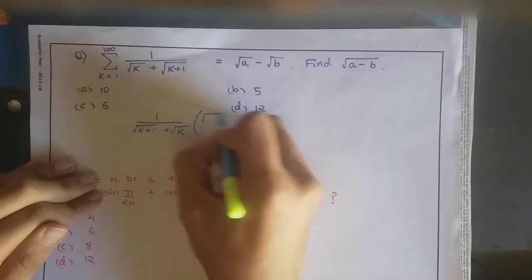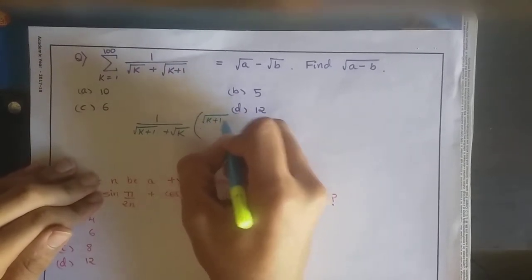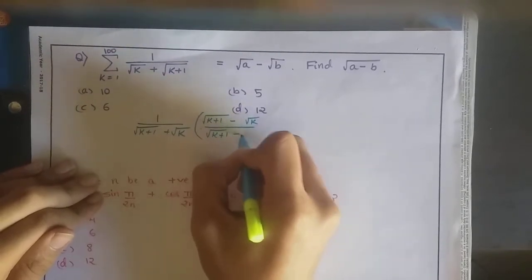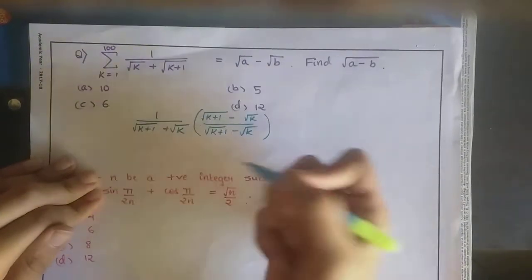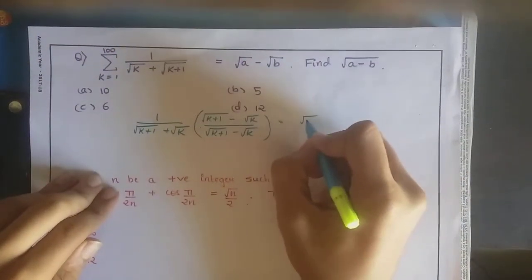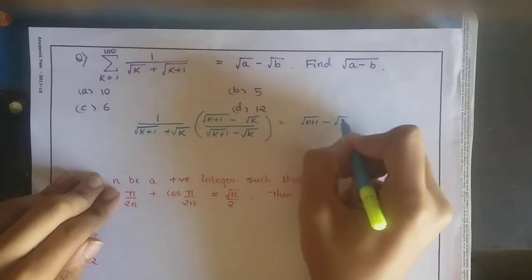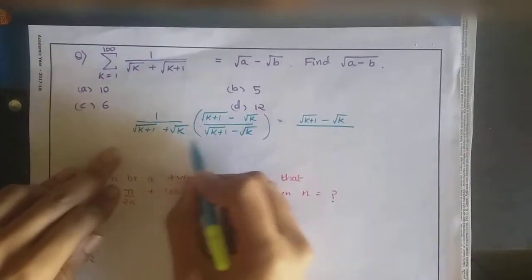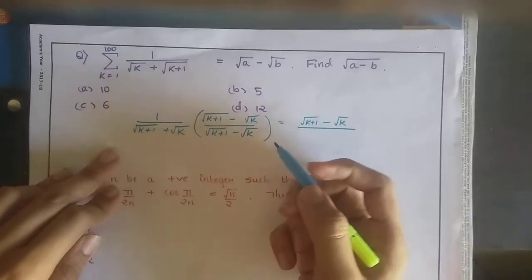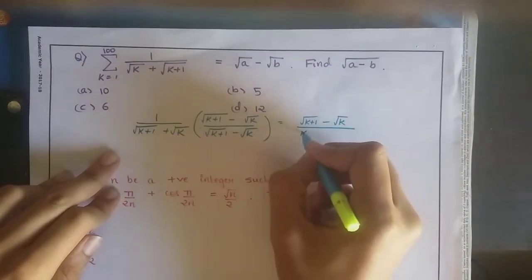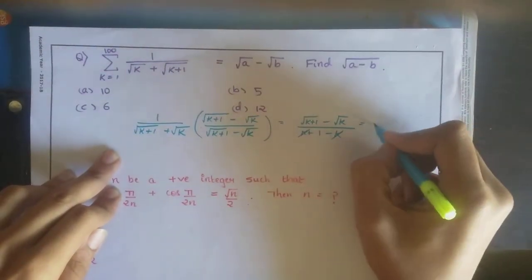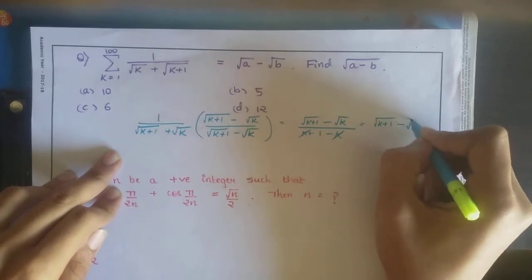Multiply and divide by its conjugate, root k plus 1 minus root k, divided by root k plus 1 minus root k. It's one and the same thing, so we don't have to worry about anything. I'm keeping the numerator as it is. In the denominator, it is of the form a plus b times a minus b, right? So what is that? a square minus b square. So that will be k plus 1 minus k. k and k get cancelled and we are left with root of k plus 1 minus root k.